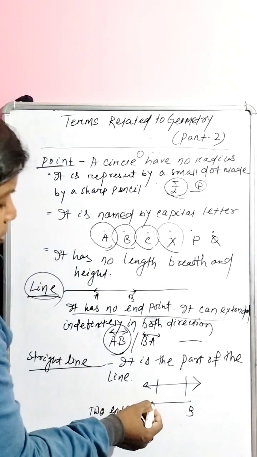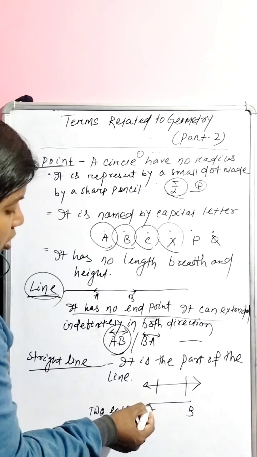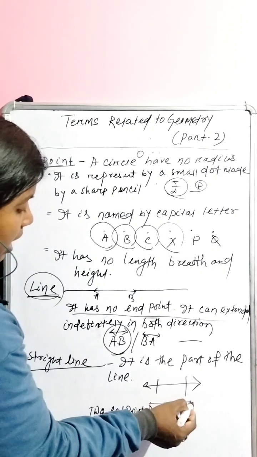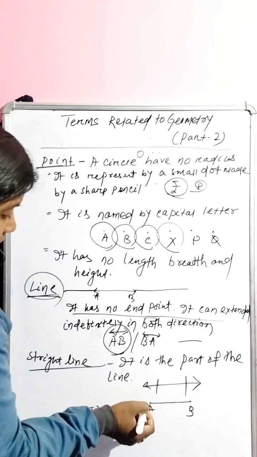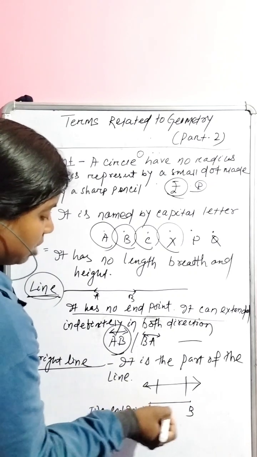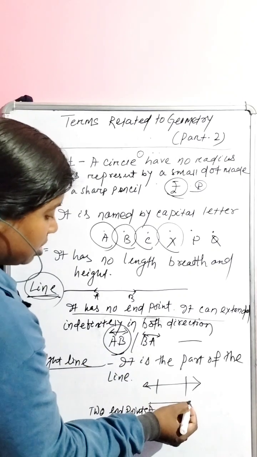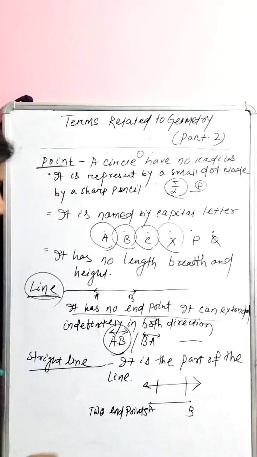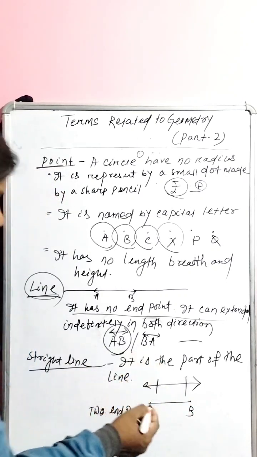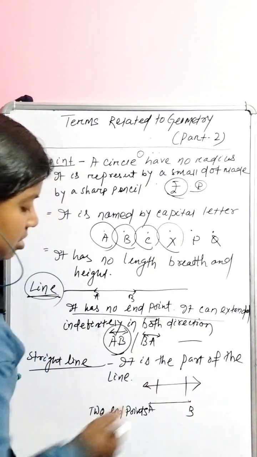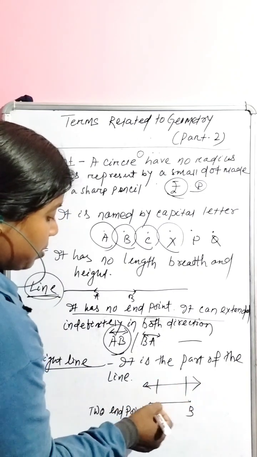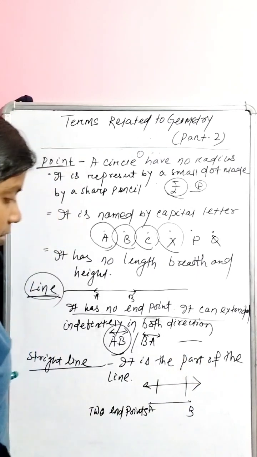If it has two end points, suppose you start a journey from here, A, and end at B. When you start the journey, A is the starting point and B is the ending point. But when you return, B is the starting point and A is the ending point. But the distance is the same. That means it has a fixed length, so we can measure it.